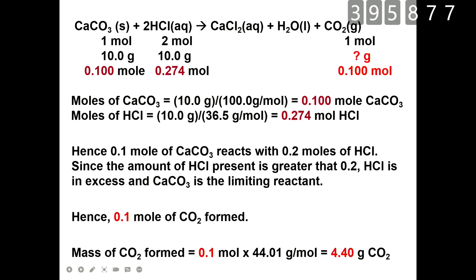So the process is like this. Here 10 gram is 0.1, 10 gram is 0.27. So this one is in excess, because the ratio is 1 to 2, but here it is more than 2. So the product mole should be decided by this number. 1 to 1, so 0.1 to 0.1. And then after we get the mole number of the product, we can get its mass. So any question for this? Okay.